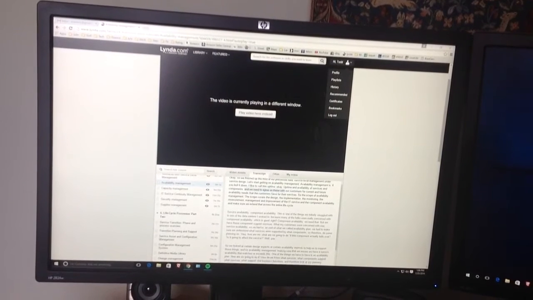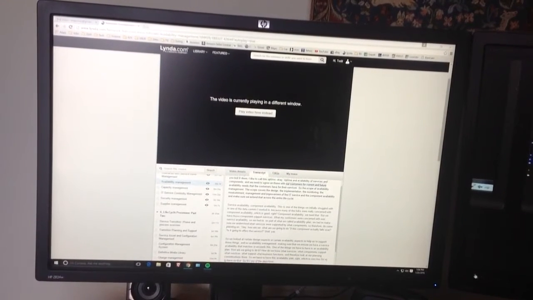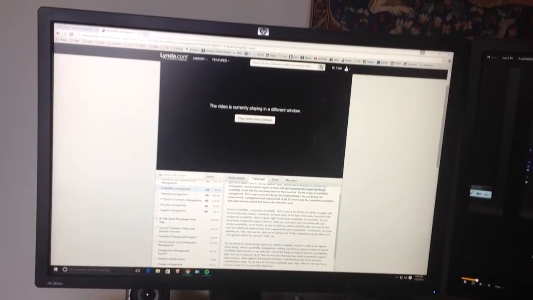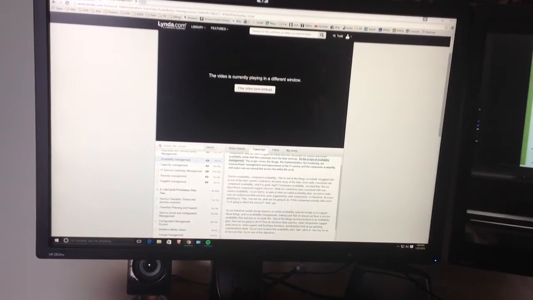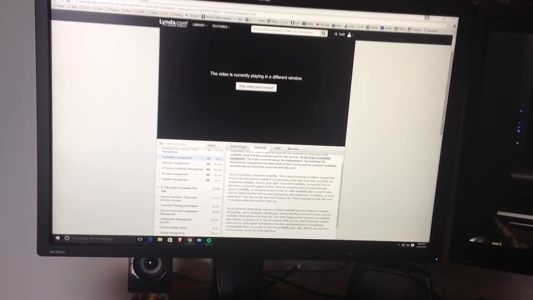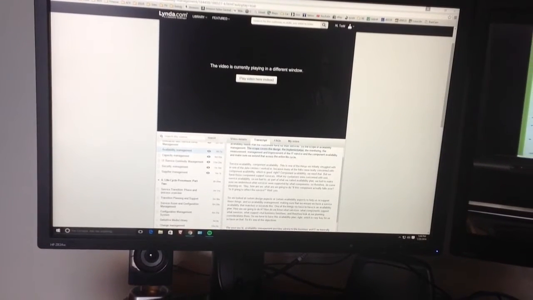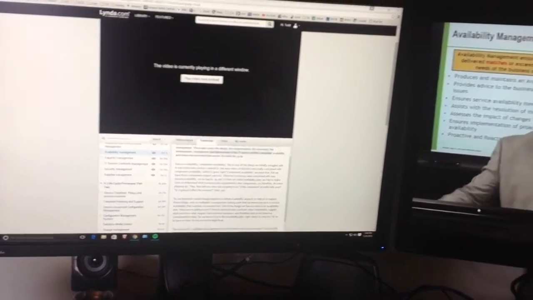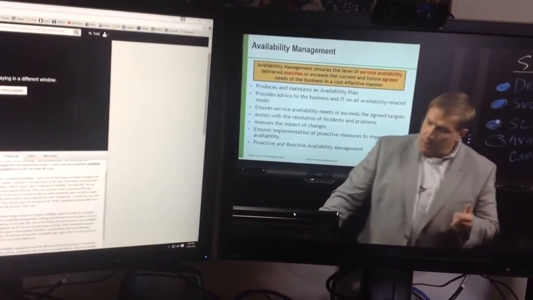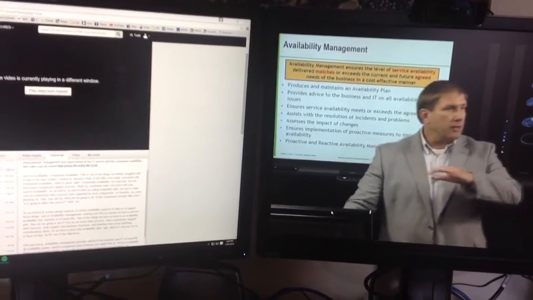And we need to agree on these with our customers for current and future availability needs that the customers have for their services. You can see the scope of availability management covers the design, implementation, monitoring, measurement, management and improvement of the IT service and the component availability.